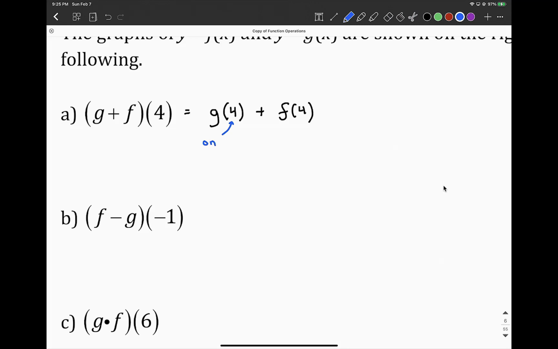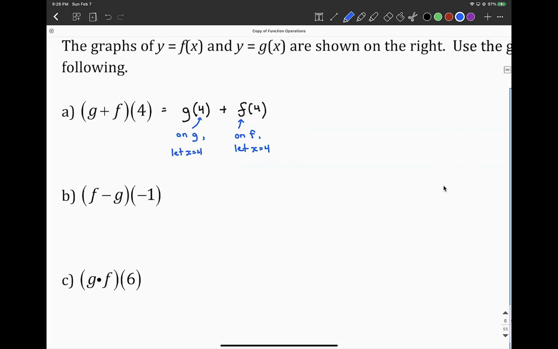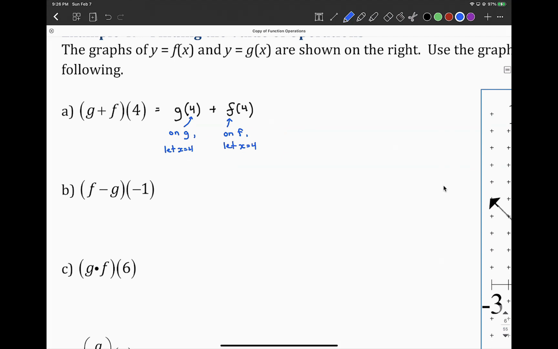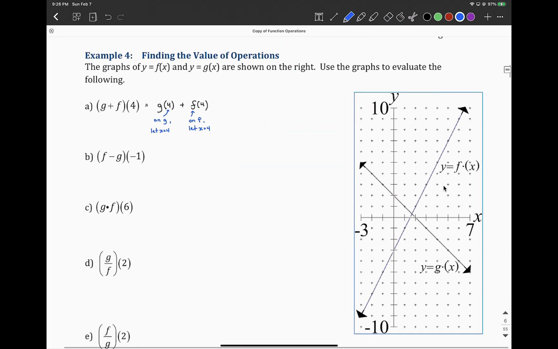And in each of these, and every one to follow, on the graph G, we're going to let x equal 4. And on the graph called F, we're also going to let x equal 4. And this is going to give us values. This notation is asking for a substitution, and we're really just substituting it straight on the graph.